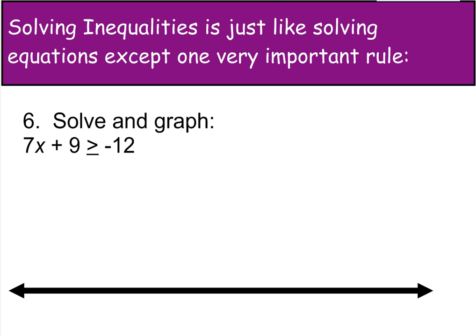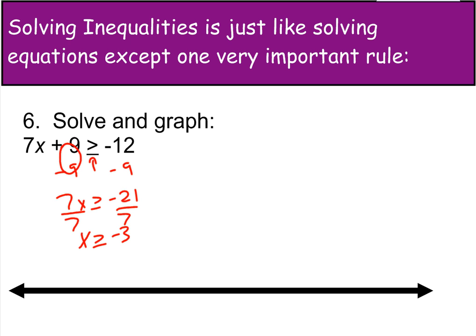So how's that change when I've got this greater than or equal to sign on it? Well, here's kind of how it changes. It changes in the graph. Up here, you're still following the same rules. Subtract 9, so that's 0. 7x greater than or equal to negative 12 minus 9, that's a negative 21. Now I divide by 7, divide by 7. X is greater than or equal to negative 3.